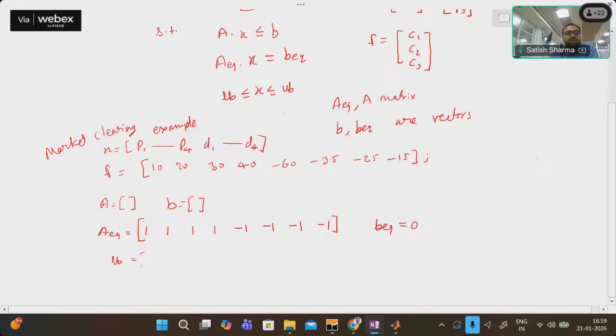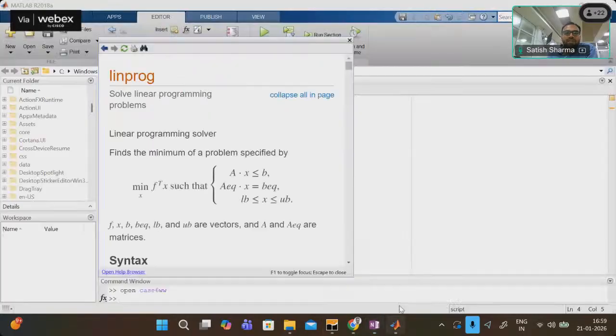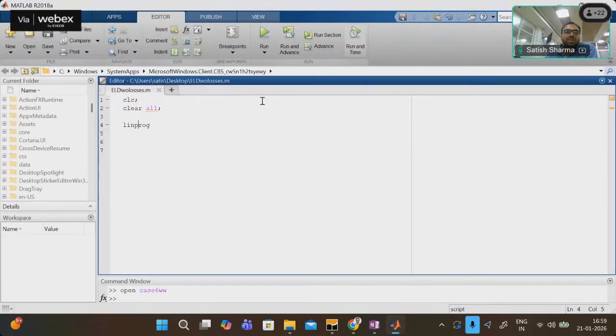lb, so the lower bound for all of those variables was 0. So I will put 0, or instead of doing this, I could have done lb equals to, okay, that we will do in MATLAB. Then the upper bound was, I think, 100 for all the 4 generators. Then 150 for the first demand, 100 for the second demand, 150 for the third demand, and 100 for the fourth demand. So we'll put those things here in MATLAB and try to solve for lambda.